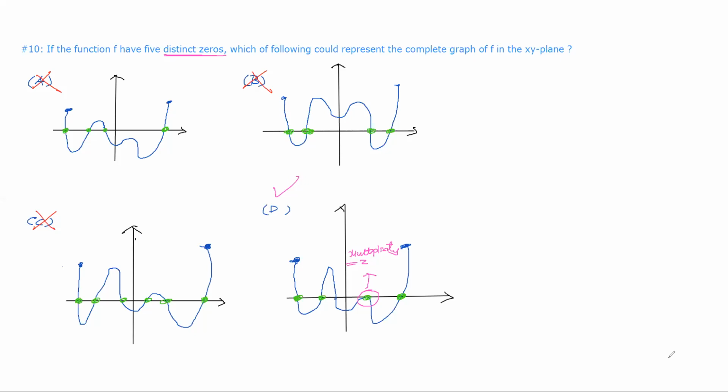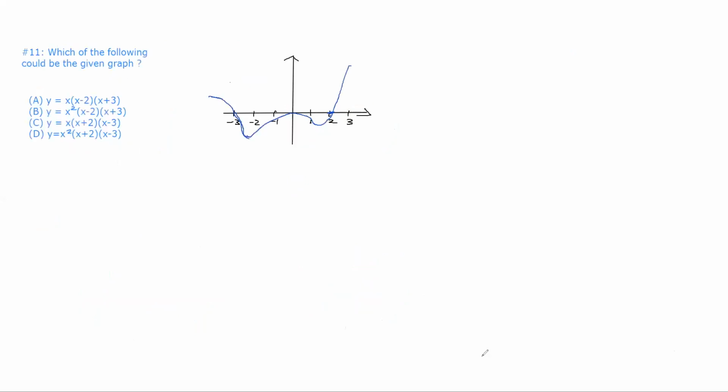Okay, so now let's take a look at the next problem here. They ask which of the following functions can be the given function like this? Okay, so let's take a look. You say, oh, I have 1 root here, 1 root here, 1 root here. Okay, so then this is -3, right?